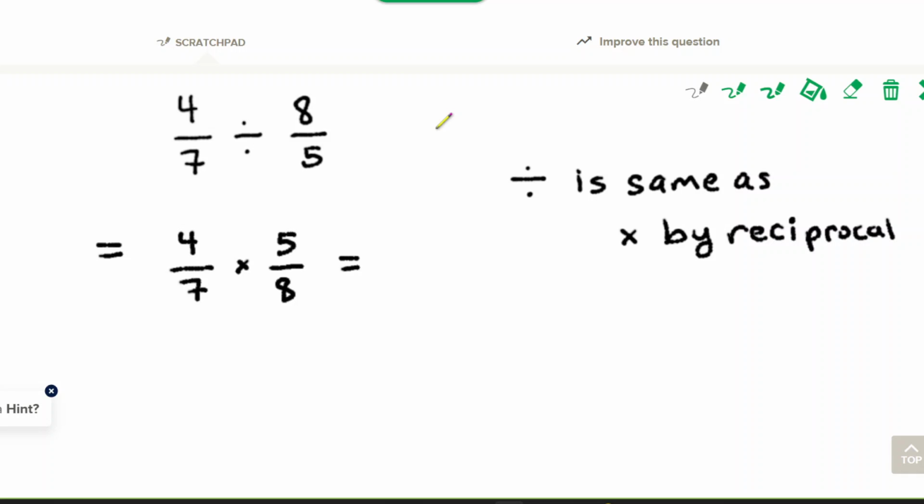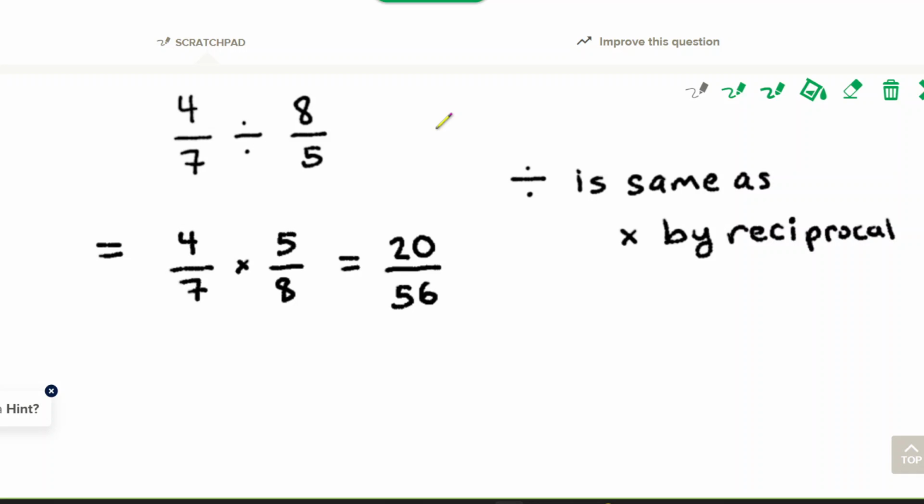Now, when you multiply fractions, you simply multiply the numerators to get the new numerator. So we have 4 times 5, that's 20. So the numerator is 20. And you multiply the denominators. 7 times 8 is 56. So 20 over 56 is the value of this expression, 20/56.